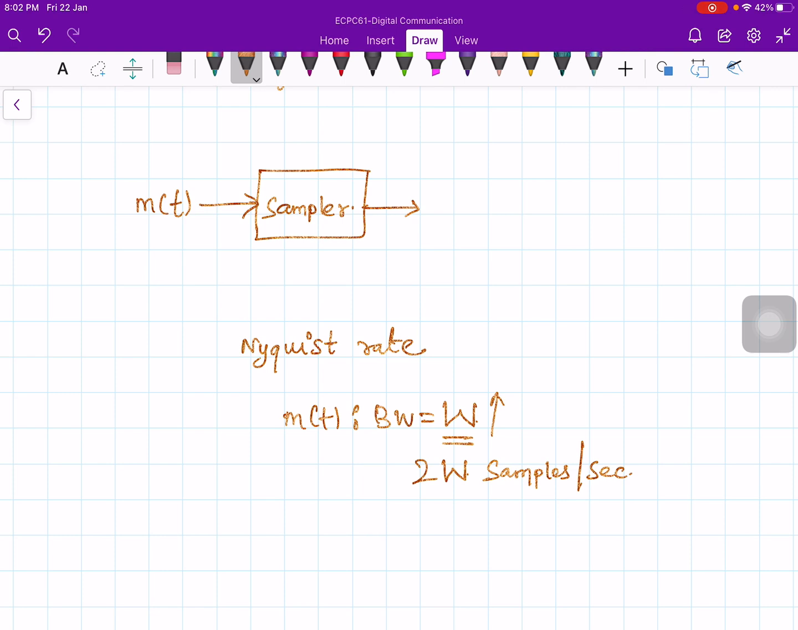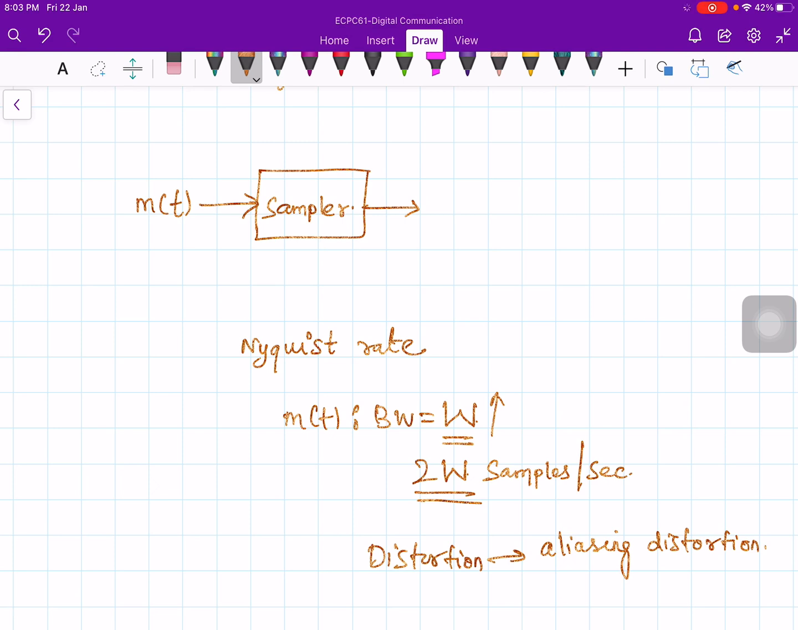If you don't do that, you are going to have some kind of distortion, with which you are familiar. In case your message signal contains a frequency component which is higher than W, and you do the sampling at 2W samples per second, then you'll get a distortion called aliasing distortion. The high frequency component will pose as a low frequency component. That is called aliasing distortion.